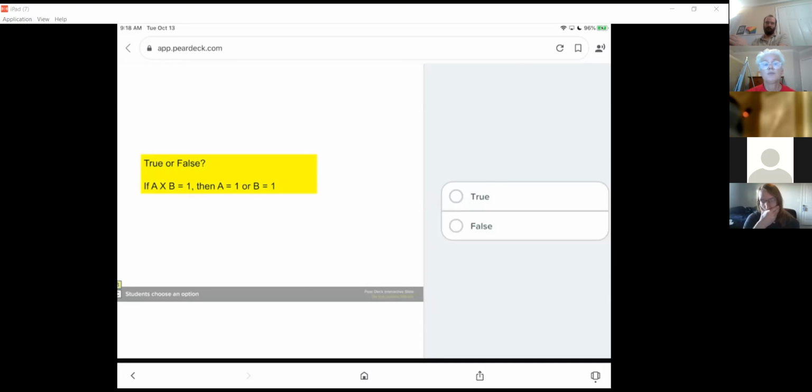Okay, this would be false. The reason I put this on here is that a times b is only true when a times b is equal to 0. That's the only time it's going to be true: a is equal to 0 or b equals 0. If it's any other number, it's not going to be true all the time. It might be true once or twice, but not all the time. So the only time it's true is when a times b equals 0.